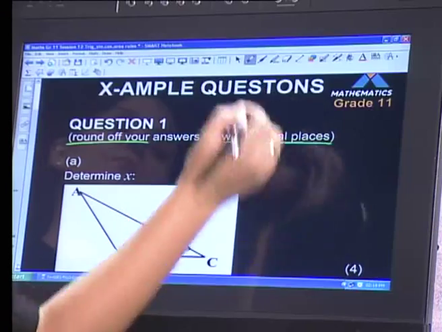Sine rule says if you want to use that equation, you need to have 1 side and 2 angles, or you need 2 sides and 1 angle that is not included. So hopefully, I hope you're looking at this diagram going, oh, I know exactly what to do already. It's my sine rule. So let's begin.